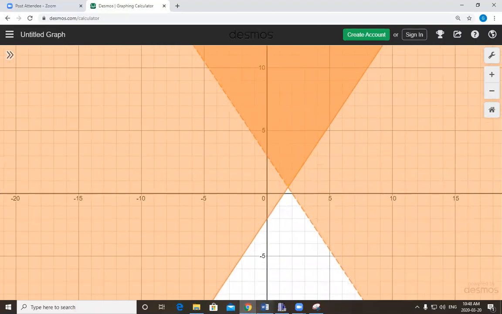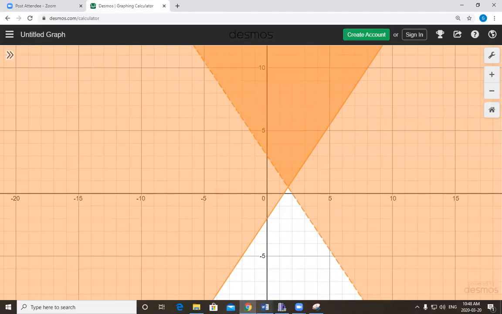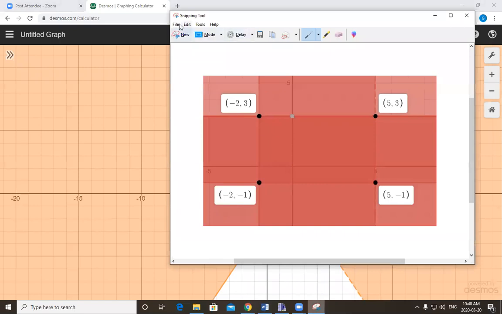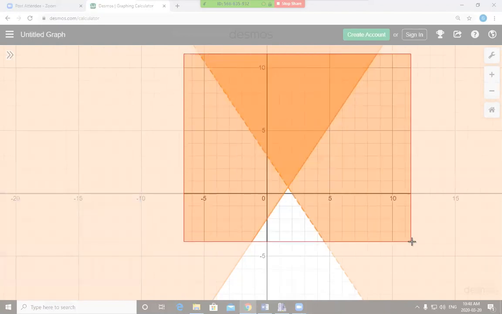All right. So we got the graph. We're going to get the graph into our Microsoft Word. So again, snip, new snip. And again, I want to, because it is going into quadrant 2 and in quadrant 1, I want both. So I will snip like that.